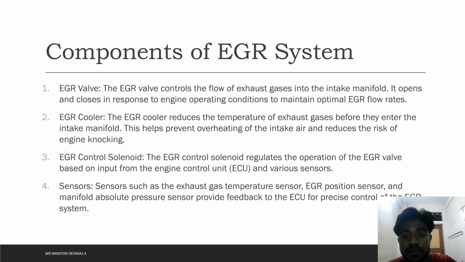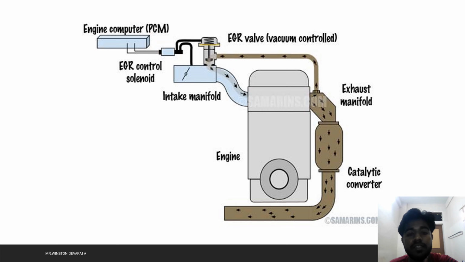The components of the EGR system are listed here. A valve has to be there to control the flow, so that is the EGR valve. The exhaust gas should be cooled enough, so that is the EGR cooler. There should also be a control circuit, that is the EGR control solenoid. The EGR control solenoid regulates the flow of exhaust gas to the engine.